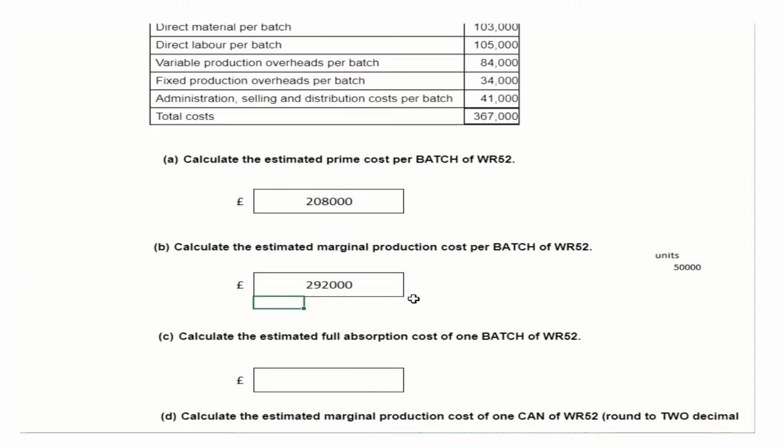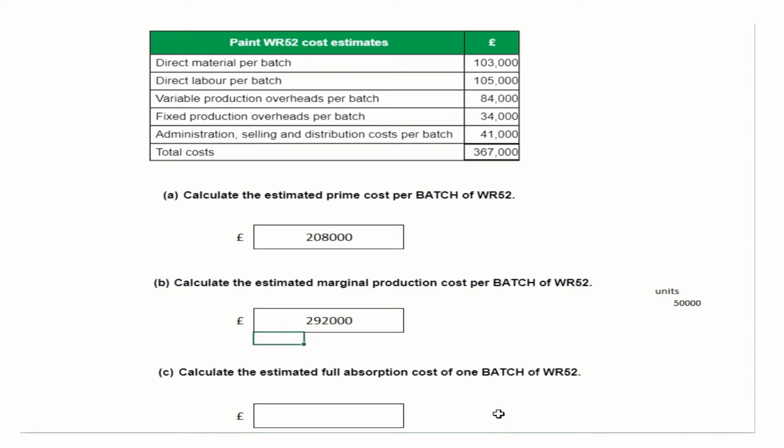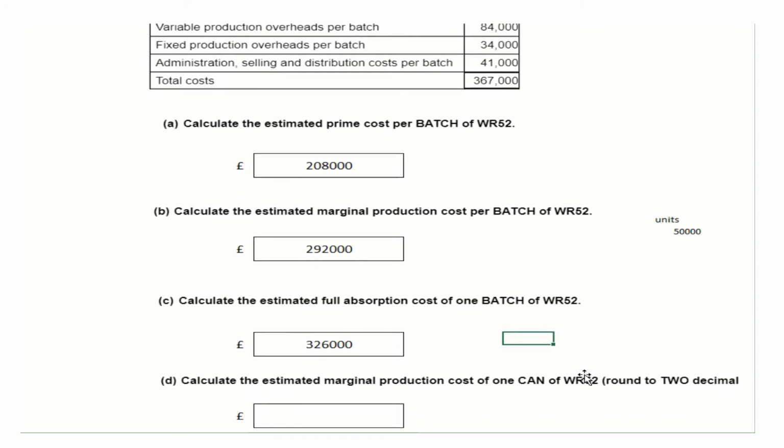Now if we look at the next part of the question, it says calculate the estimated full absorption cost of the batch. Now full absorption cost is the direct cost, the variable cost, and the fixed cost. So we could just get the marginal cost and then add on the 34,000 fixed costs, and we end up at 326,000.